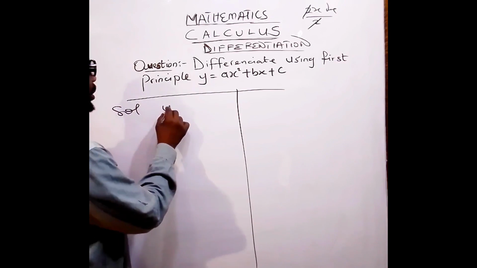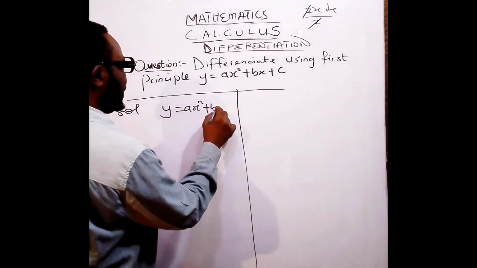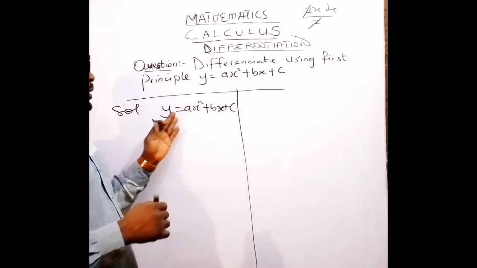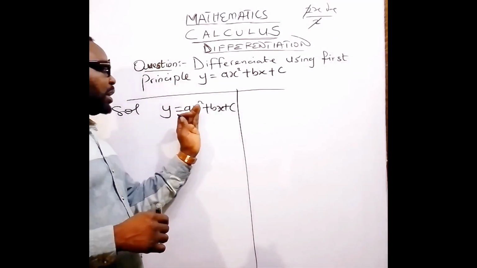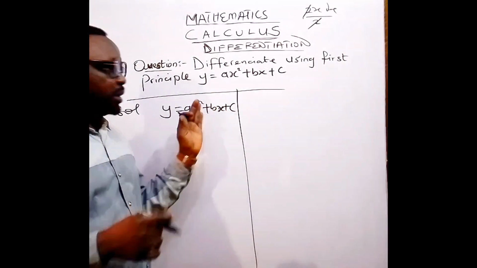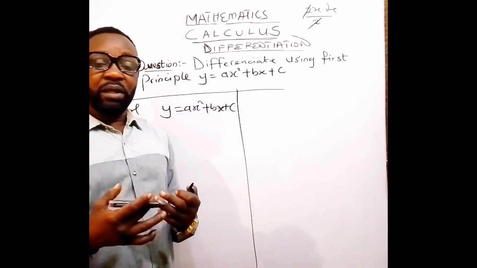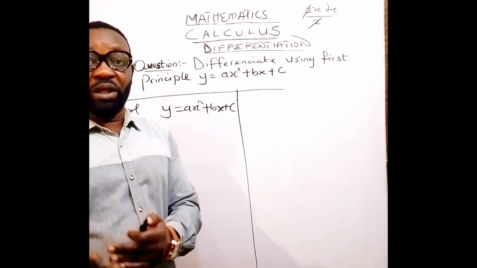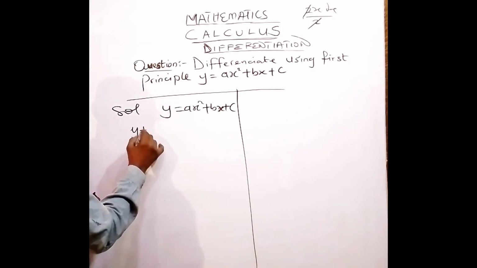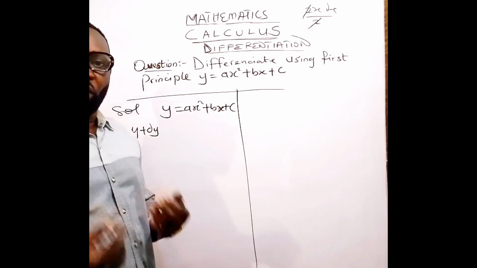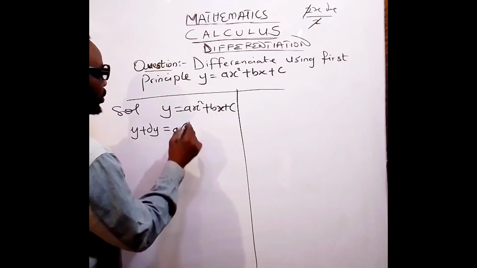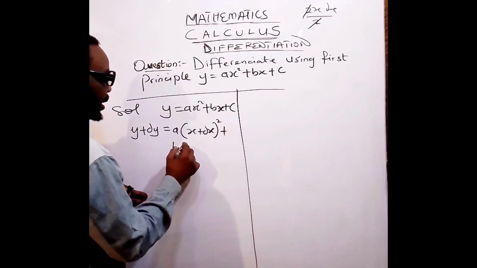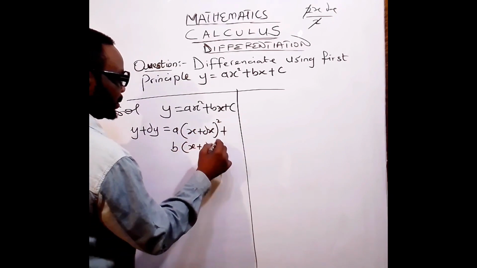Solution now. I'm going to write the question again. y is equal to ax squared plus bx plus c. So, now at this level, I can see that I'm having the value of my y on this side and I'm having the value of my x values on the right hand side. Now, I'm going to make effect of change in y-axis, and I will also make the same change to happen to the x-axis. So I'm going to have y plus dy. This dy means change in y-axis, is equal to a into bracket x plus dx squared plus b into bracket x plus dx plus c.